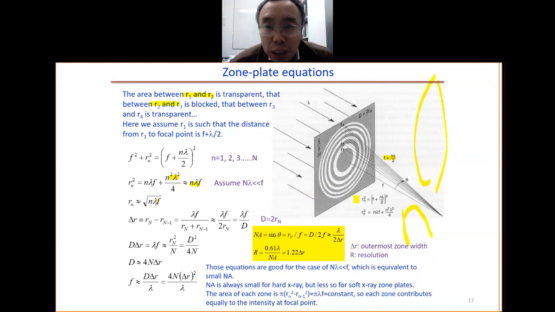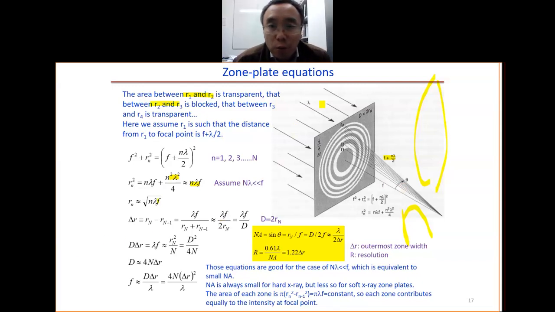So now we want to see how small a spot we can focus. We want to know the resolution of this zone plate. Because we have an aperture here, we want to know the sin theta value. When we know the sin theta value, we know the numerical aperture equals sin theta. Then, according to the Rayleigh criterion, the resolution is given by 0.61 lambda over NA. So we want to know the sin theta value.